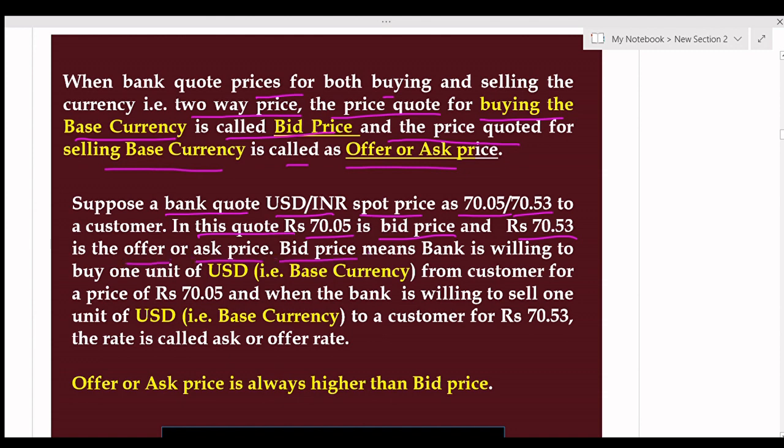Bid price means the bank is willing to buy 1 unit of USD, that is the base currency, from a customer for a price of rupees 70.05. And when the bank is willing to sell 1 unit of USD, that is the base currency, to a customer for rupees 70.53, it is called ask or offer price. Always remember, offer or ask price is always higher than bid price.